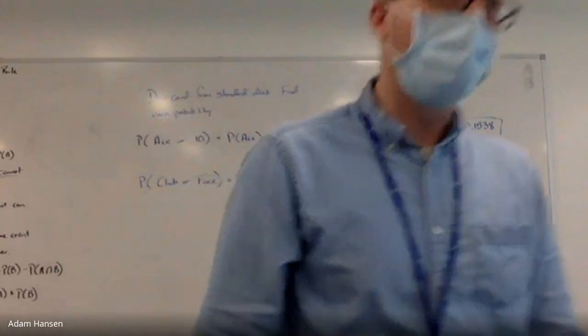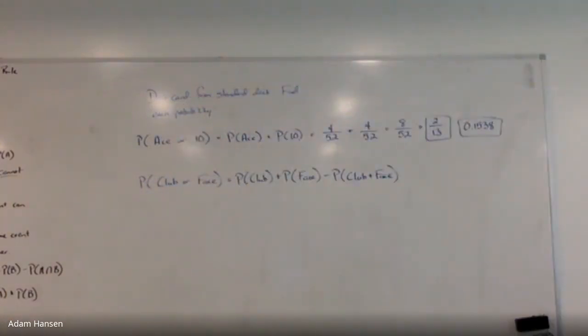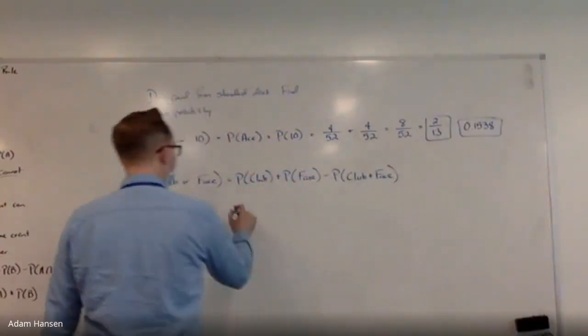Let me come back here. I'm going to underline all the clubs, all of the top row. How many cards did I just underline? 13. So 13 out of 52.